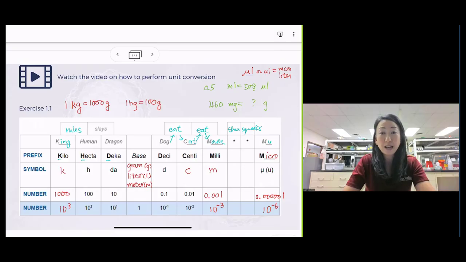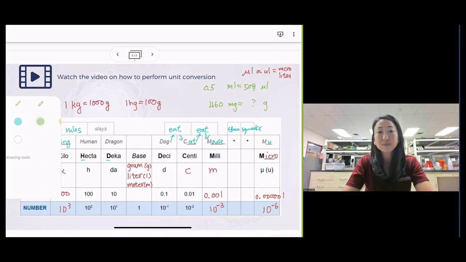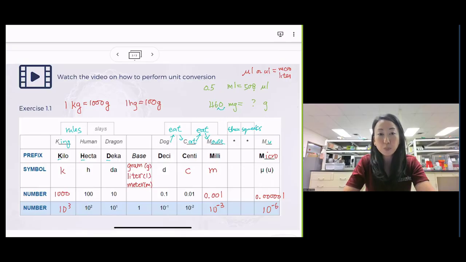Now let's check your answer by using the chart again. To go from milligram to gram, you need to move 3 steps to the left. So to convert, you will now move the decimals 3 times to the left. So again, 460 milligram, 1, 2, 3 will be 0.46 gram.